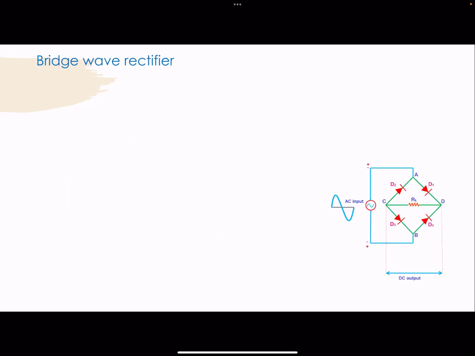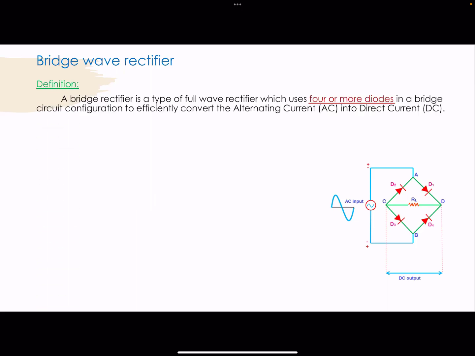The next is the bridge-way rectifier. Now let us see how we can define the bridge-way rectifier. A bridge-way rectifier is a type of full-way rectifier which uses 4 or more diodes in a bridge circuit configuration to efficiently convert the alternating current into the direct current. Now if you see here, this is the circuit diagram for the bridge-way rectifier, which makes use of 4 diodes like D1, D2, D3 and D4.